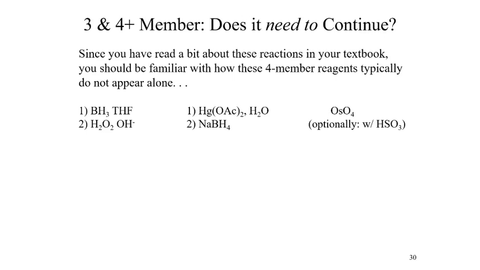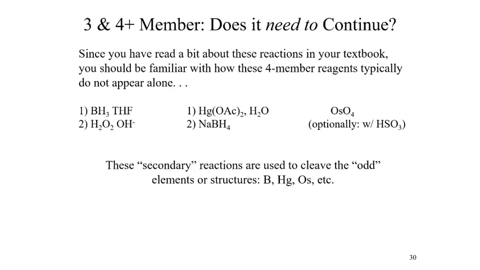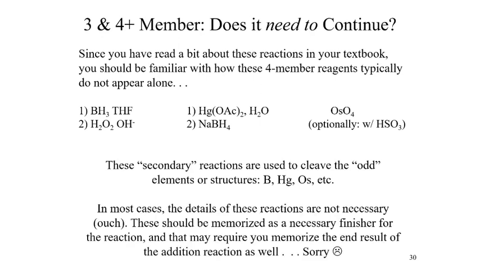So when we're talking about these secondary reactions, you don't really need to know more than they are being used to cleave off the odd elements from our structures, the boron, the mercury, the osmium, and sometimes other elements in other cases. In most of those cases, you are not required to know the details of those mechanisms. Which is a bit of a thing to say, but also realize where we are in the semester. We've got like 2 weeks left of class. You don't want to really know those mechanisms.